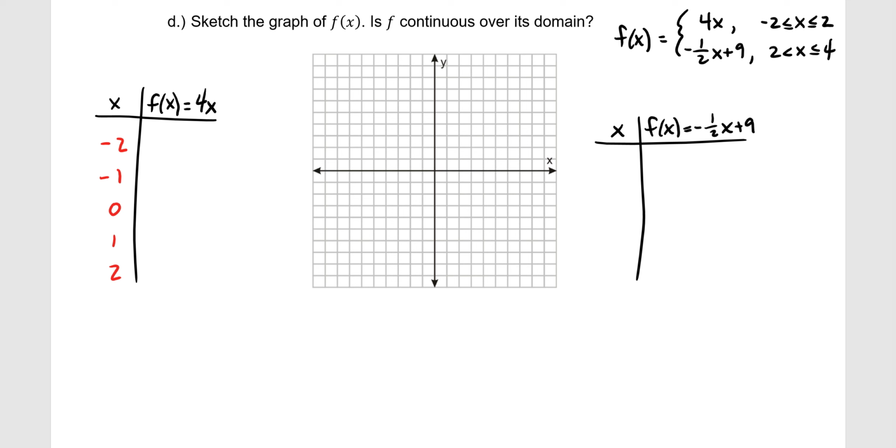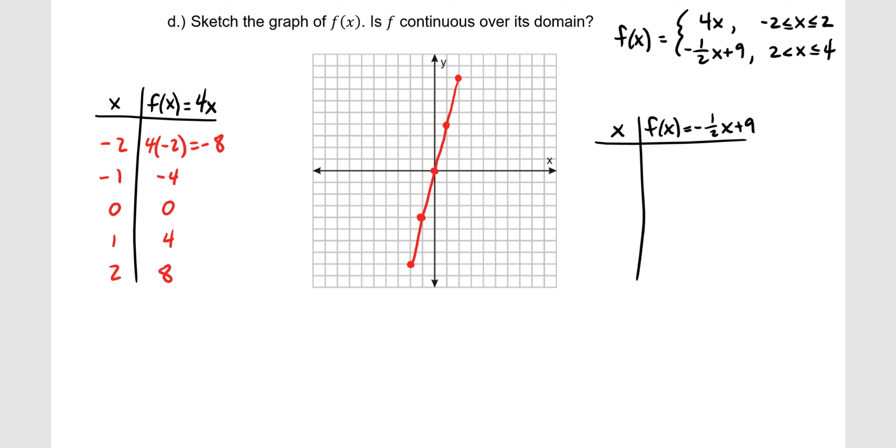So plugging these values in here, plugging in a negative 2, so f of negative 2 is going to be 4 times negative 2, which is negative 8. And I'll just plug in these other ones quickly. 4 times negative 1 is negative 4. 4 times 0 is 0, 4 times 1 is 4, and 4 times 2 is 8. So plotting these points here, we're going to have negative 2, negative 8, negative 1, negative 4, 0, 0, 1, 4, and 2, 8. So this is everything from x equals negative 2 to x equals 2. So let's connect these.